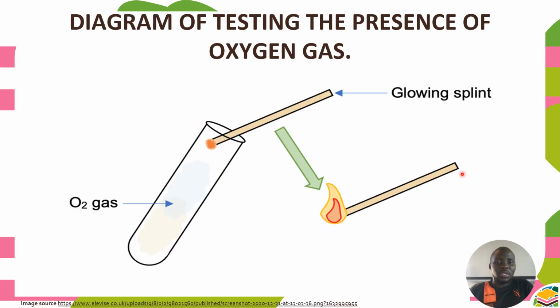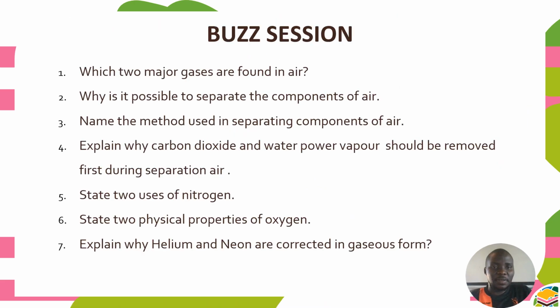This can be illustrated by the diagram here. We have oxygen gas in a test tube which has just been opened, and we have a glowing splint here. Check and look at the glowing splint. You may see that it has relit after it was inserted in the test tube containing oxygen gas. That is how we can test the presence of oxygen gas.